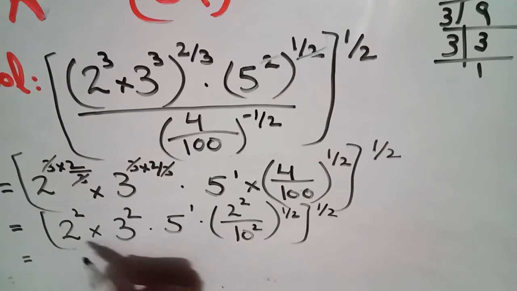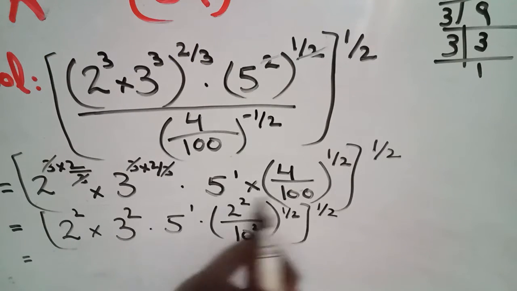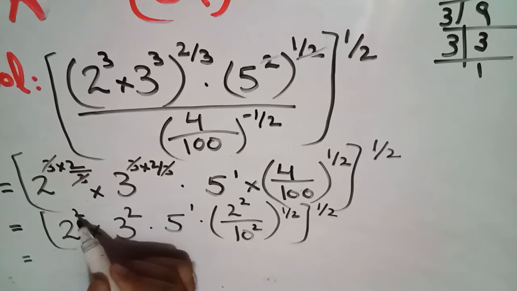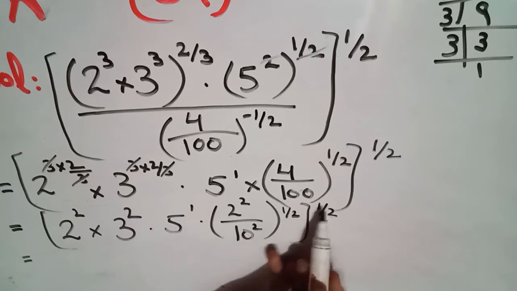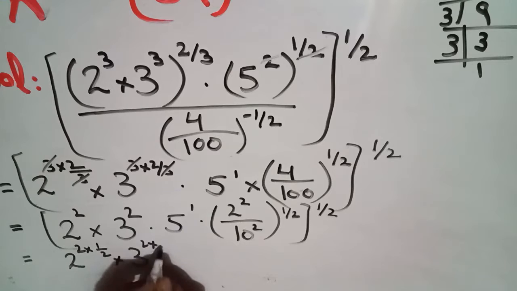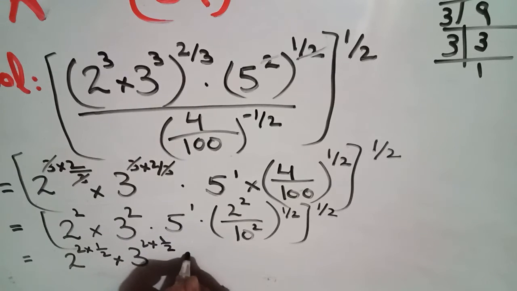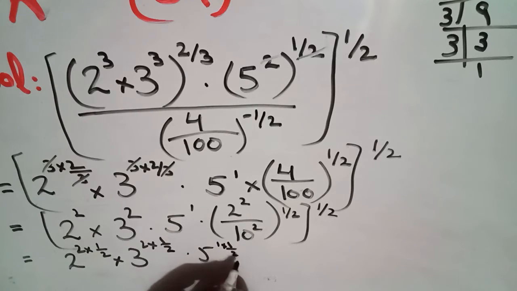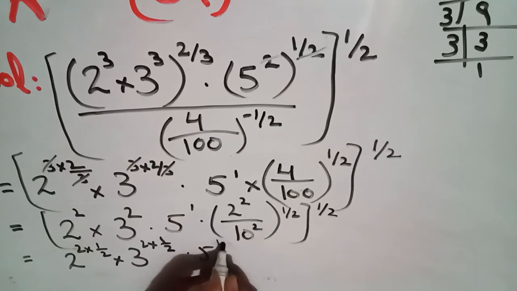In the next step, these powers will multiply with this one. So by multiplying, this will cut with this one, this will cut with this one. Let me write 2 raised to power 2 multiplied by 1 by 2, 3 raised to power 2 multiplied by 1 by 2, 5 raised to power 1 multiplied by 1 by 2. If you want to write 1 here, you can write it, but if you don't want to, it doesn't matter. You can write it like just 1 by 2.